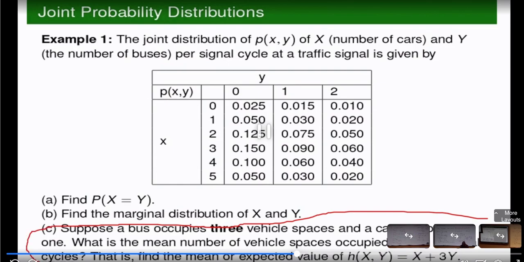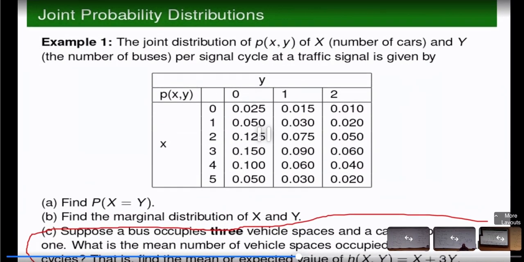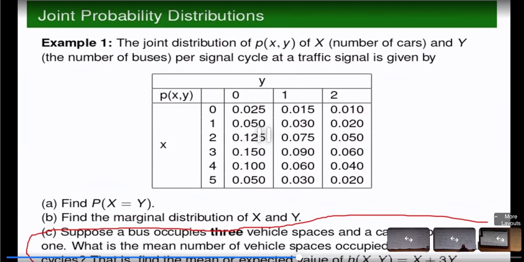It says, suppose a bus occupies 3 vehicle spaces. A bus. Of course, a bus is bigger than a vehicle, right? So a bus occupies 3 vehicle spaces and a car occupies just 1. What is the mean number of vehicle spaces occupied during a signal cycle?